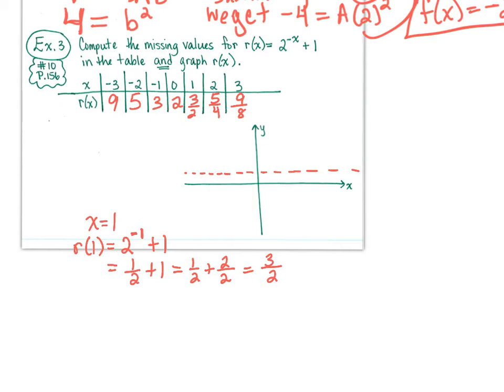So this plus 1 says take the graph of 2 to the negative x and shift it up 1. So notice that your y-intercept becomes (0, 2). It became (0, 2). Okay. And then you can plot your other points. And you'll get that graph. What questions do you have?